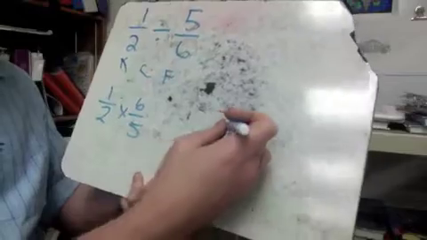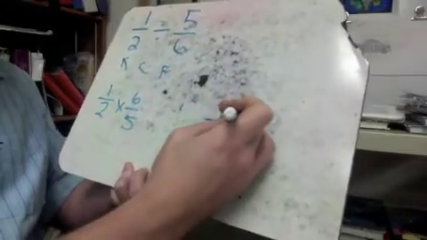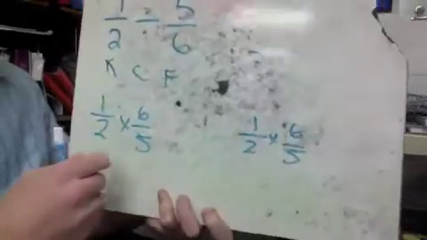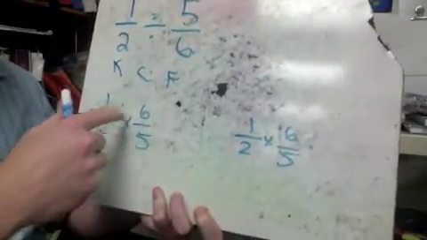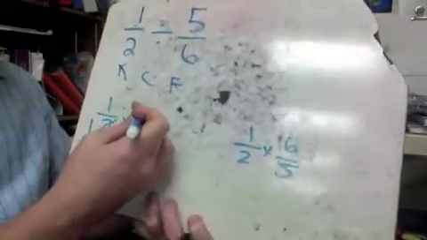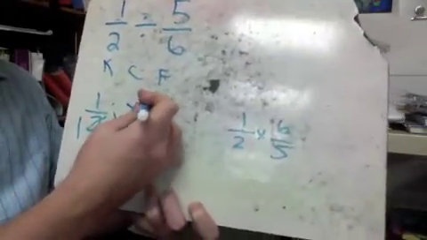I will write this one twice because it looks like we can do some cross division here. I'll do the cross division on this one. 2 goes into both of these. 2 divided by 2 is 1. 6 divided by 2 is 3.